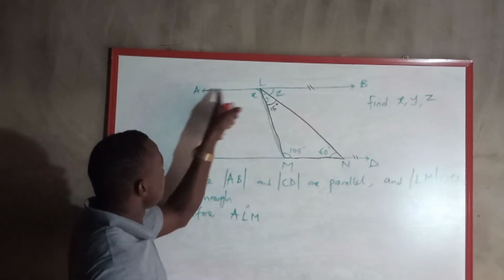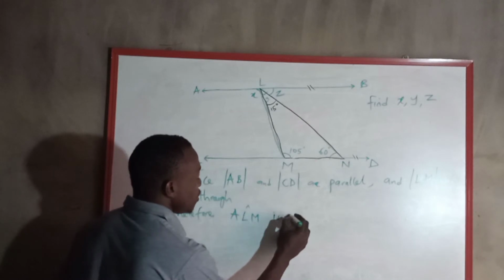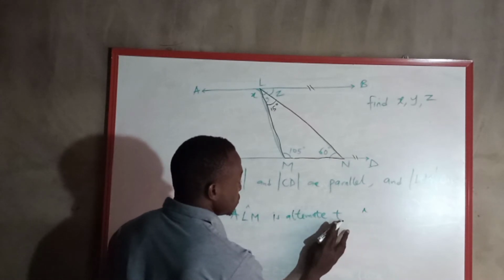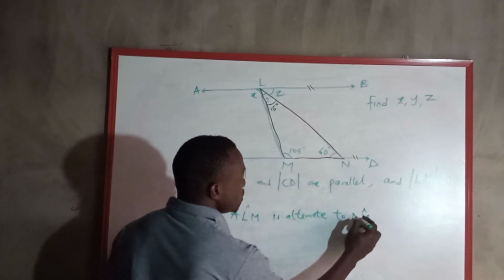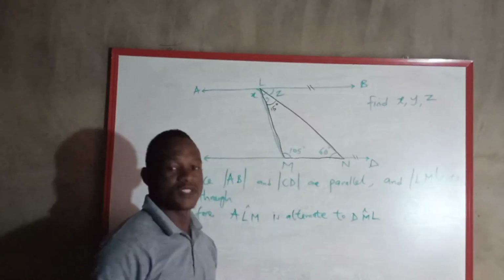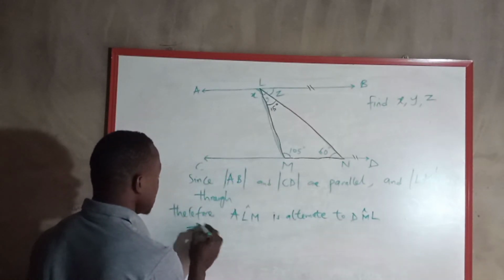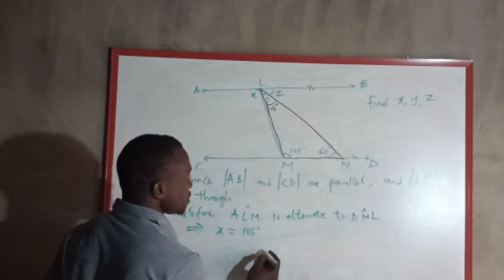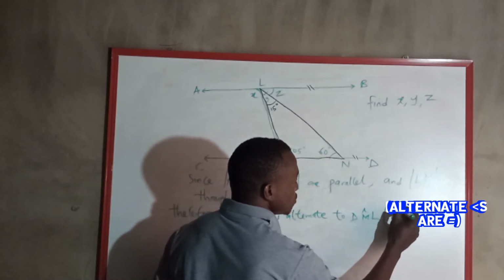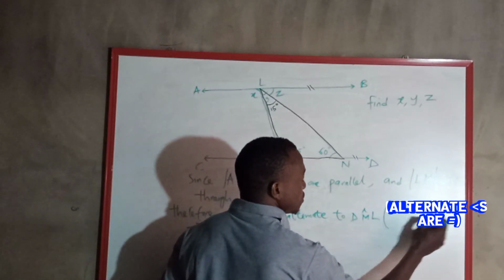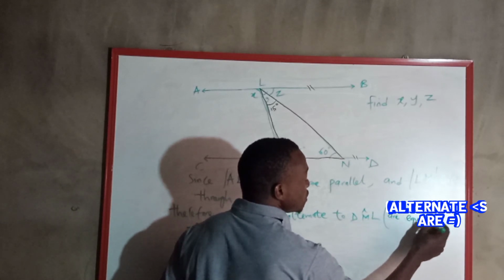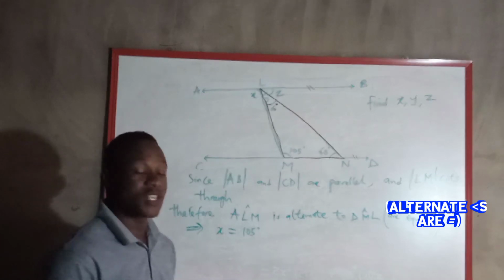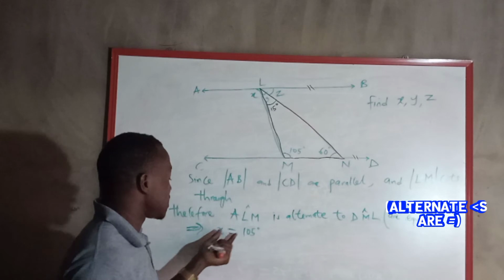So therefore, ALM is alternate to angles what? DML. So what it means is this implies that X is alternate to 105 degrees. You can put alternate angles equal in bracket so that you'll be able to explain fully to the examiner or to the person marking it, so the person will be able to know this person knows what they are doing. So alternate angles are equal. That means X is equal to 105.